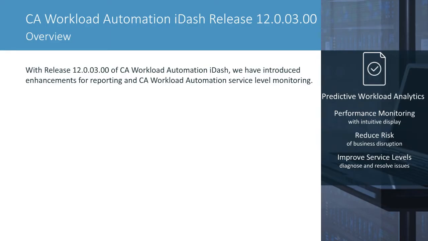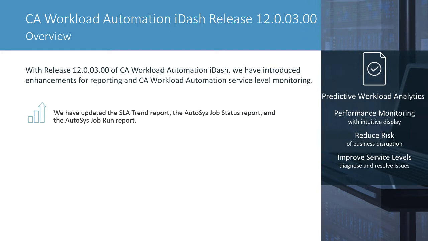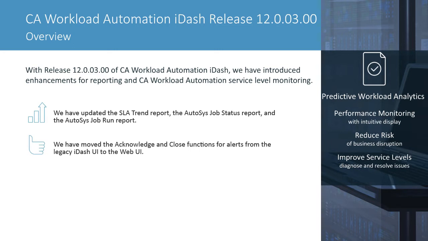With Release 12.0.03 of CA Workload Automation iDash, we have introduced enhancements for the reporting and workload automation service level monitoring features. First, we have updated the SLA trend report to include the time zone selected during SLA creation. We have also improved the CA Workload Automation AE job status report and job run report to include more information about your jobs. Next, we have added support for acknowledging and closing alerts to the web UI.